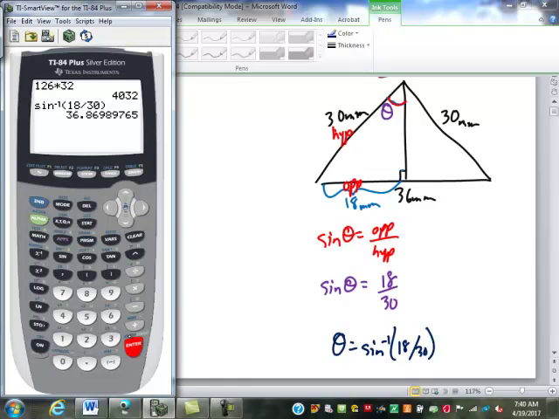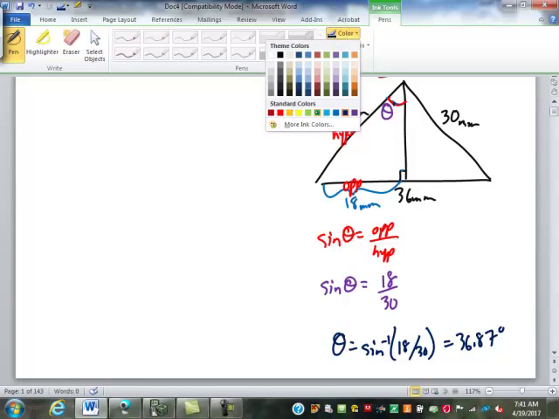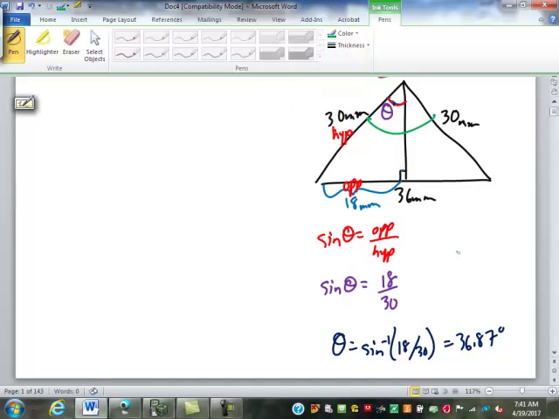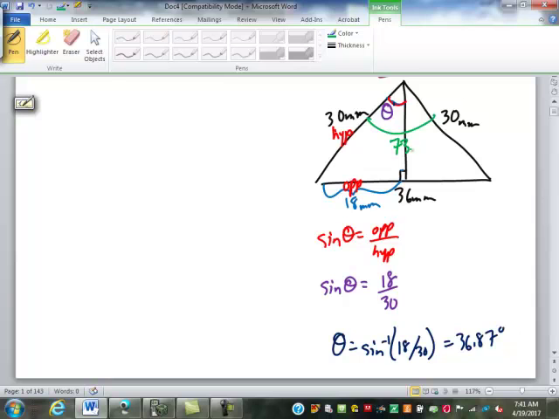So 36.87 degrees. Now again, that's this angle here. I really want the full angle here, so I'm going to double that. So times 2 makes it 73.74 degrees. That's the angle that defines our sector.